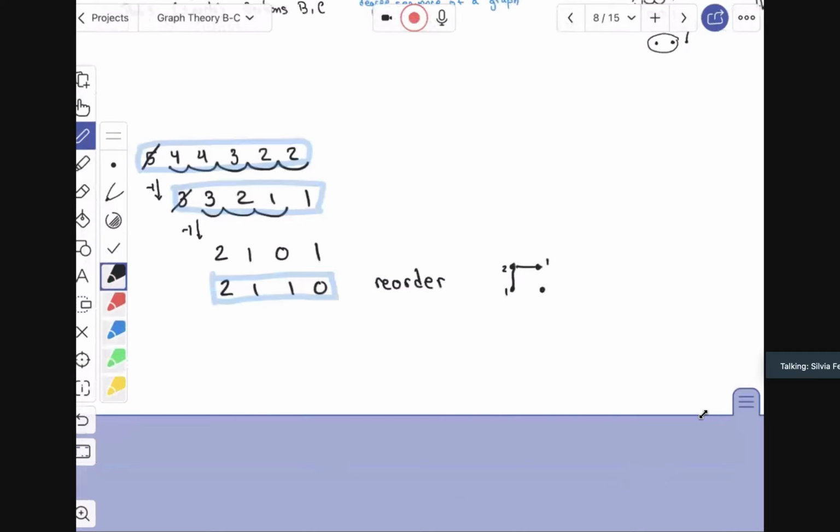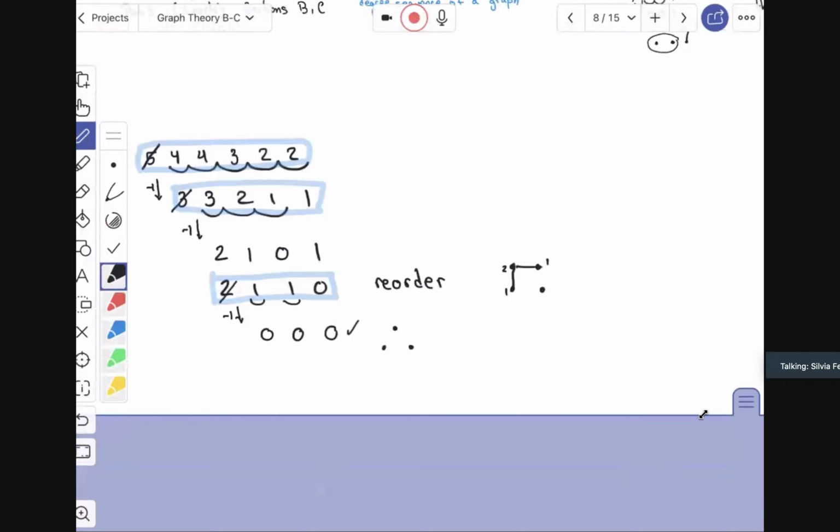If you still don't see it here, you can keep going. I can continue with my algorithm. I subtract 1 from each. I get 0, 0, and 0. And definitely there is a graph with 3 vertices of degree 0, right? And that would be that one. So if this one exists, all of them exist.